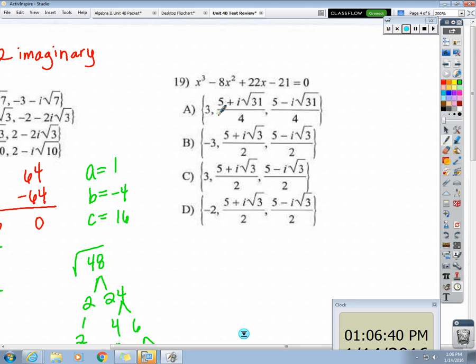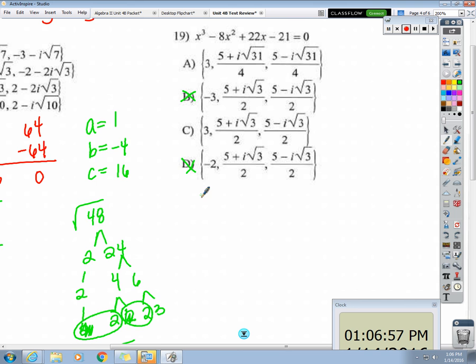So you can eliminate B and D, because we know there's one real solution at 3. The other 2 are imaginary, so we have to do synthetic division, using the one real solution. So, looking up here, what numbers do I use? 1, -5, 22, -21.